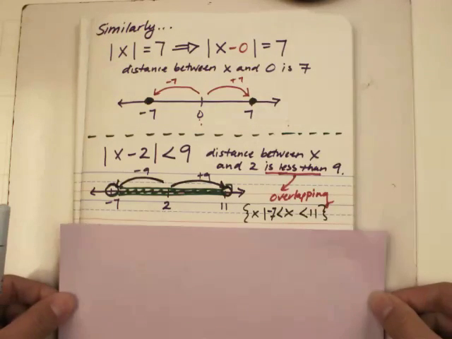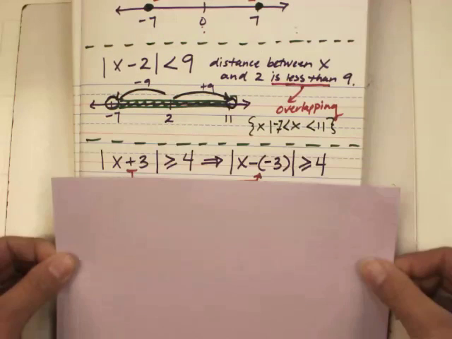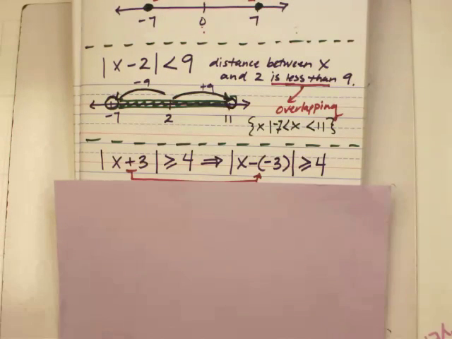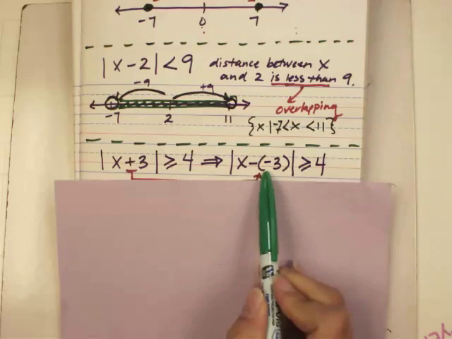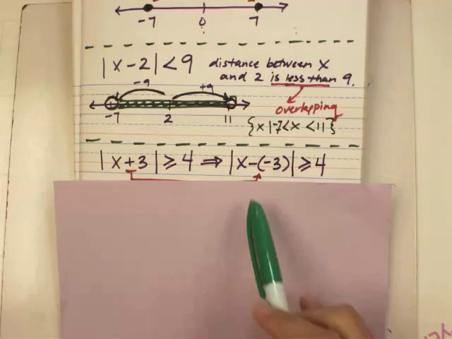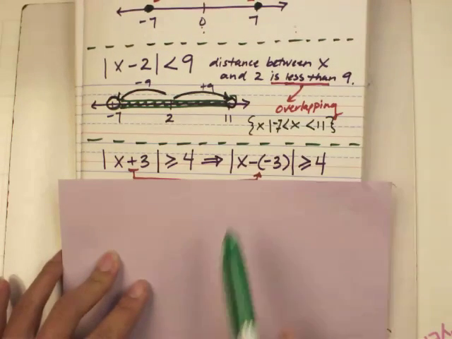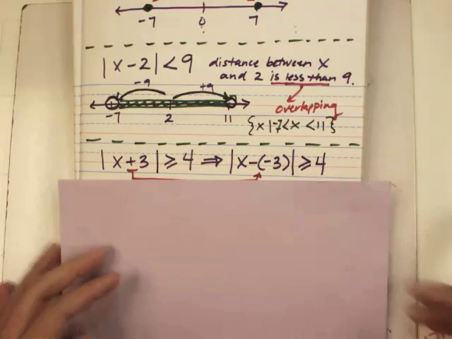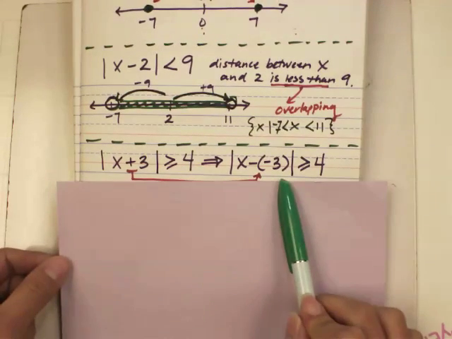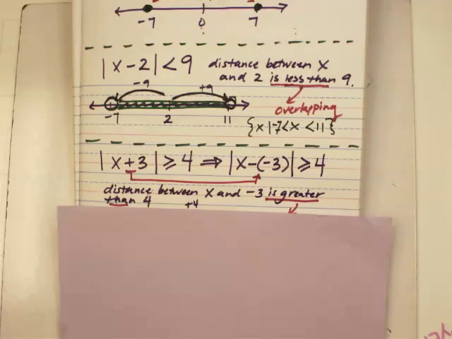Let's see what happens in a situation where you see a greater than symbol. This one's a little different. I rewrote it as x minus a -3, because remember we stated that in order to find the distance between, you have to subtract. So we want to make sure that this is a subtraction symbol. Since this is addition, I'm going to change it to a double negative. So this is the distance between x and -3. So the distance between x and -3 is greater than 4.